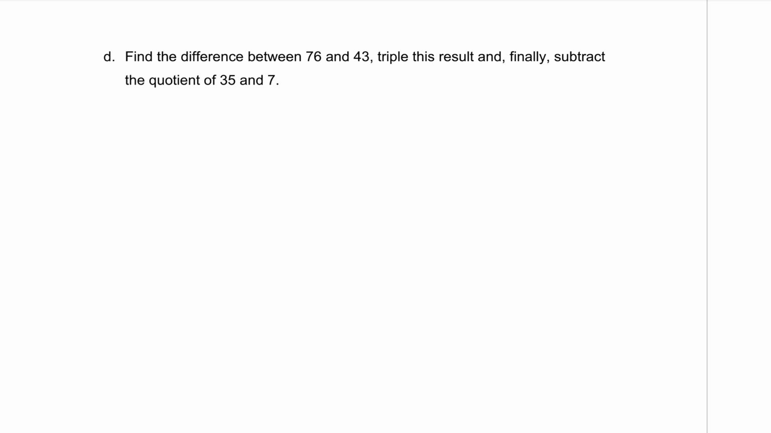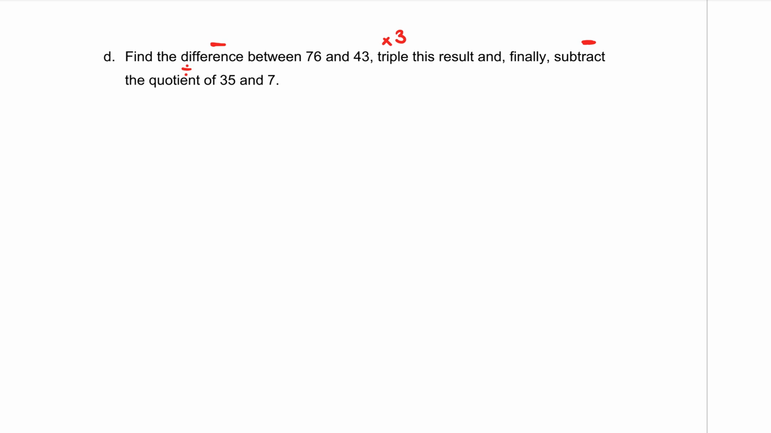So it says, find the difference. Difference means to subtract. So you want to subtract 76 and 43. Then we want to triple the result. To triple something means that we need to multiply it by 3. And finally, subtract, okay, so that's another takeaway, subtract the quotient. Quotient means to divide 35 and 7. Okay, so let's see if we can write that down as a number problem.